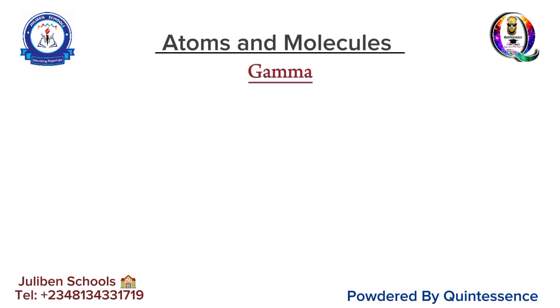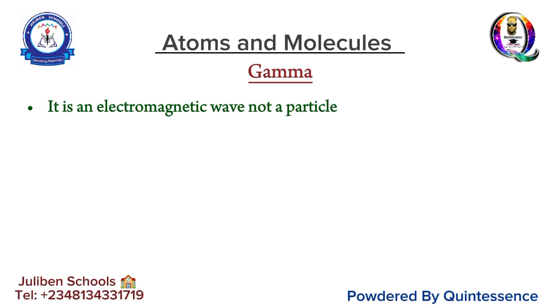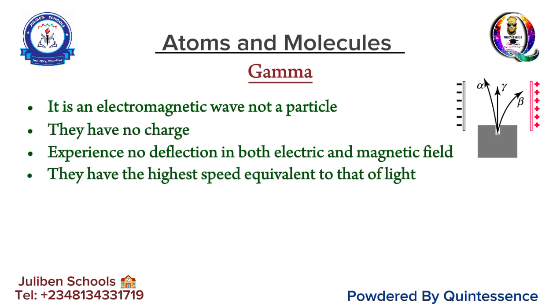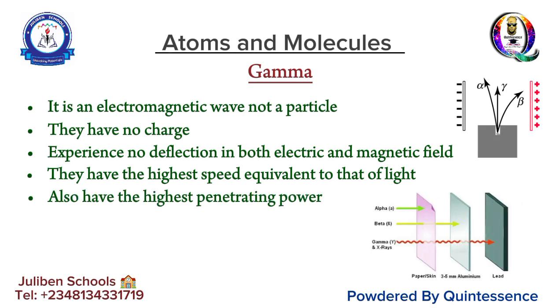So that takes us to gamma particle. Gamma is actually an electromagnetic wave, not a particle. So I call it gamma particle, it's not a particle. Pardon me for that. Now, they have no charge, and they experience no deflection in both electric and magnetic fields. However, they have the highest speed, equivalent to that of light, and also have the highest penetrating power. But as far as ionization potential is concerned, they have the lowest ionization potential. Very, very important. Take good note of that.